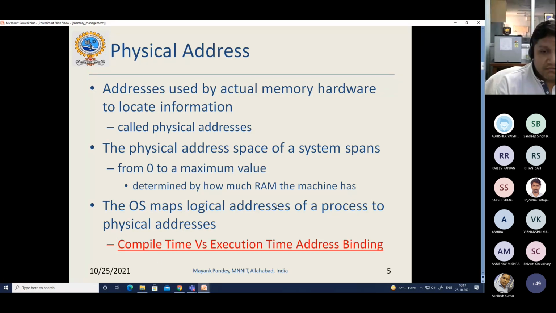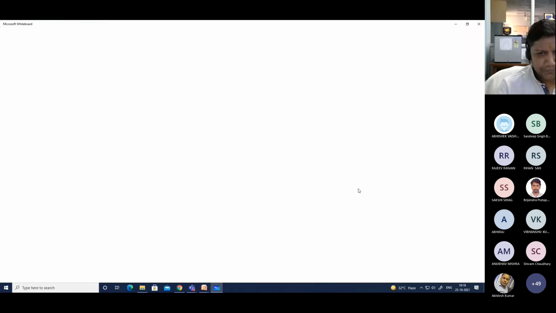Now this is the interesting and important aspect: the mapping of the logical address of a process to a physical address. That is done by address translation maps, or ATMs. We'll be seeing that in detail, but before moving ahead, let's discuss something of importance.